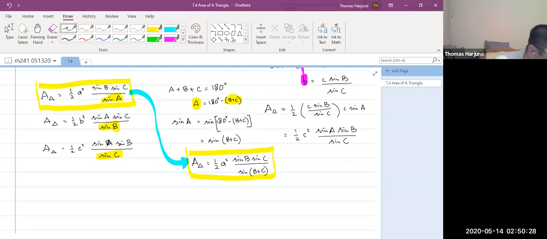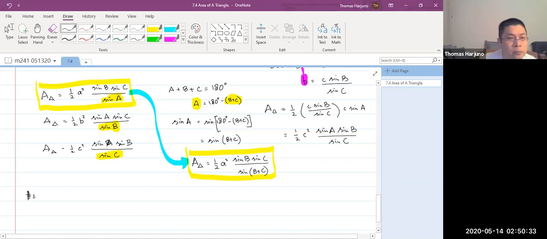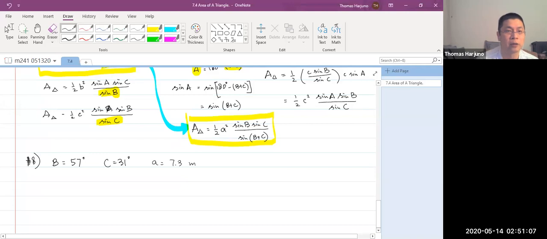Now suppose, for example, number 8. Angle B is 57 degrees. Angle C is 31 degrees. And then side A is 7.3 meters. And how about the area?